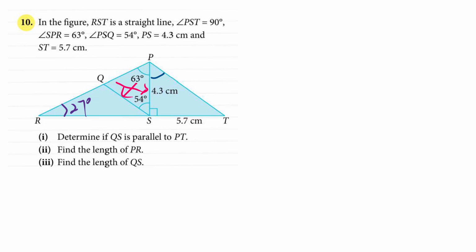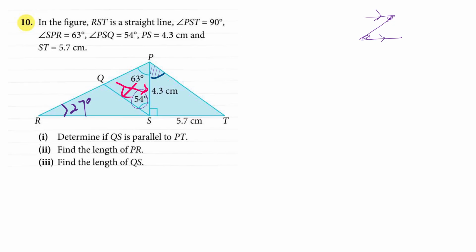So what we're going to do is find this angle here, angle SPT, and see if it's equal to 54. If it's equal to 54, then we can use the alternate angle property. If both of those angles are equal, then we can say that the line QS is parallel to PT using the alternate angle property.